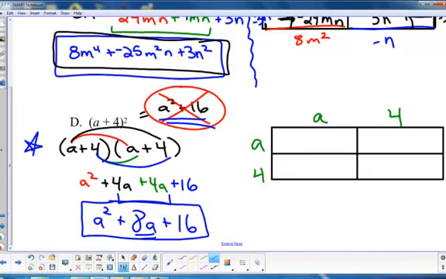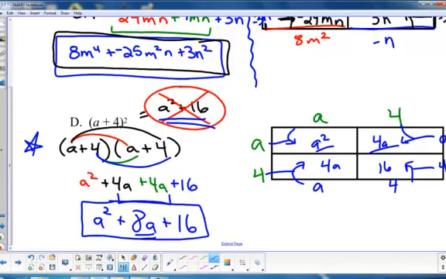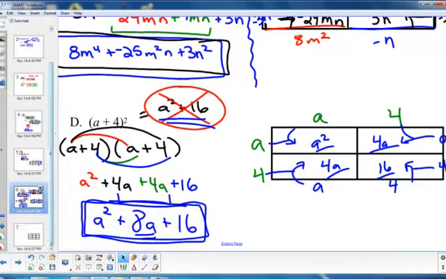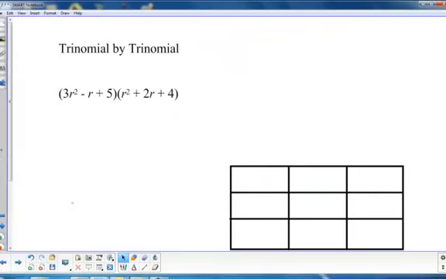Okay, so I'm going to fill in my A and my 4, and my A and my 4, in my matrix here. A times A is A squared. 4 times A is 4A. 4 times A is 4A. 4 times 4 is 16. So again, A squared plus 4A plus 4A plus 16 gives you A squared plus 8A plus 16. You do have to put your like terms together if you have like terms. Otherwise, it will not be right.